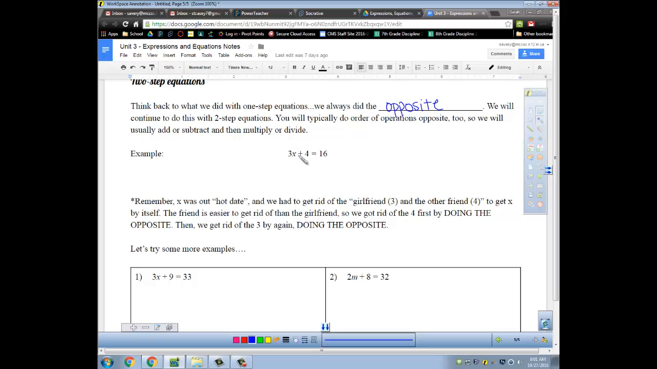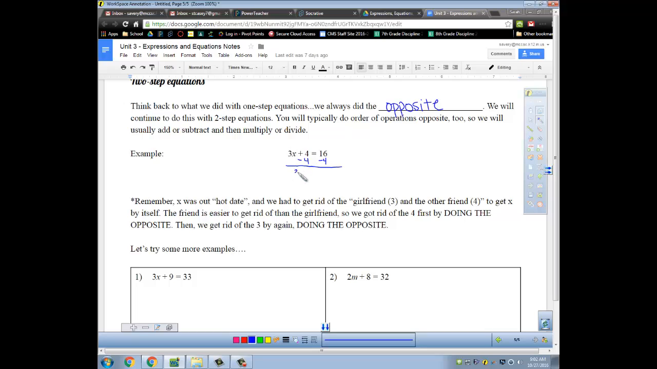3. So the goal here is to get rid of the friend first because the friend is easier to get rid of than the girlfriend. The girlfriend is 3. So I'm going to get rid of the friend first, which is this 4. It's just tagging along. So I'm going to do the opposite. So instead of plus 4, you subtract 4 on both sides. Remember, don't put minus 4 by the 3x because those are not like terms.